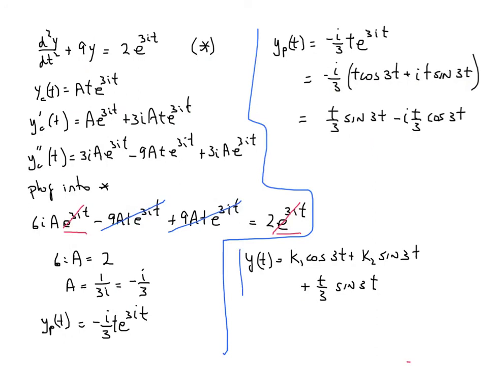Here is our general solution. It contains the two homogeneous terms in the general solution of the homogeneous problem plus t over 3 sine 3t, the real part of our particular solution.